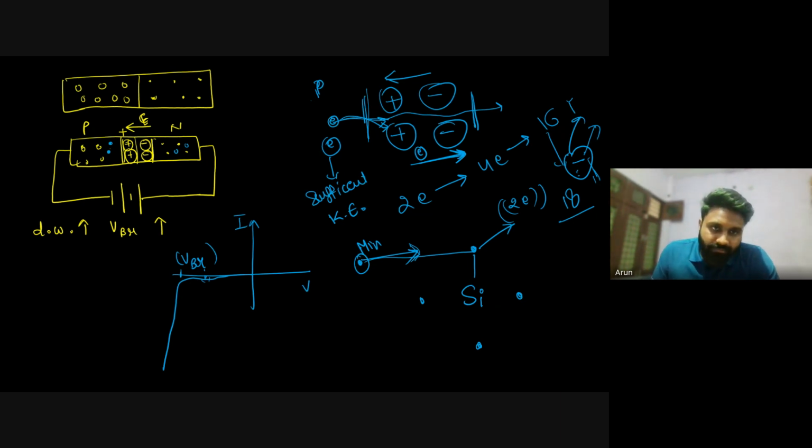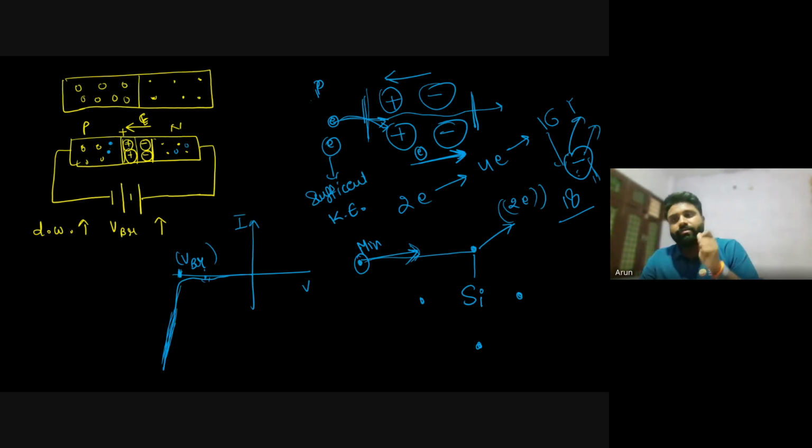So that is why just after reaching the VBR, the current will shoot up immediately. Got it? How is this current shooting up? Because at VBR, the minority charge carrier, which is the electron, gains sufficient kinetic energy, and it will knock off one of the electrons from the bonding side of a silicon atom. Okay? So it will just break the bond and release that electron from there.